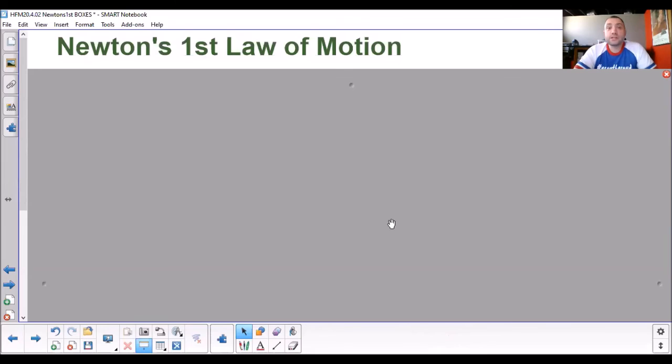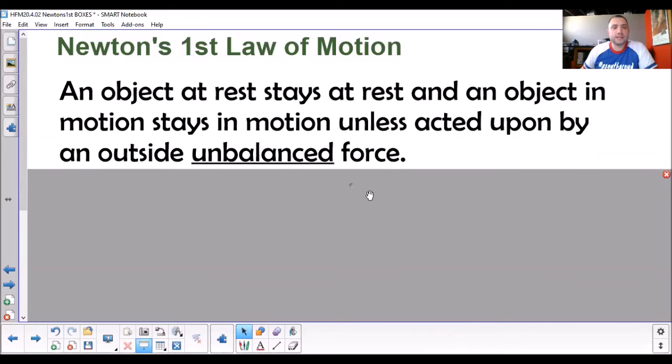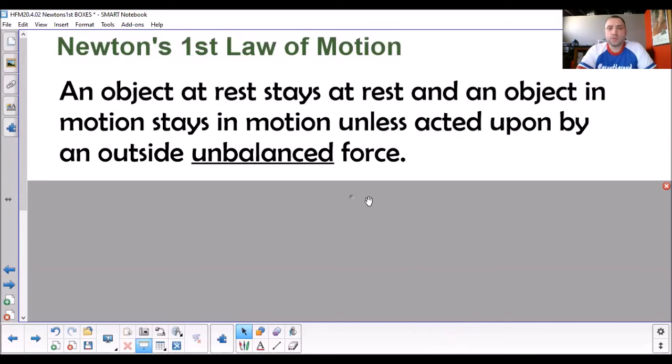So these demonstrations lead us into Newton's first law of motion. Newton's first law of motion states that an object at rest wants to stay at rest, and an object in motion wants to stay in motion unless acted on by an outside unbalanced force. And this is one of those laws that when he first wrote it had a lot of arguments and people didn't agree with it. The biggest thing was that, in the normal course of events, everything wants to stop, right?